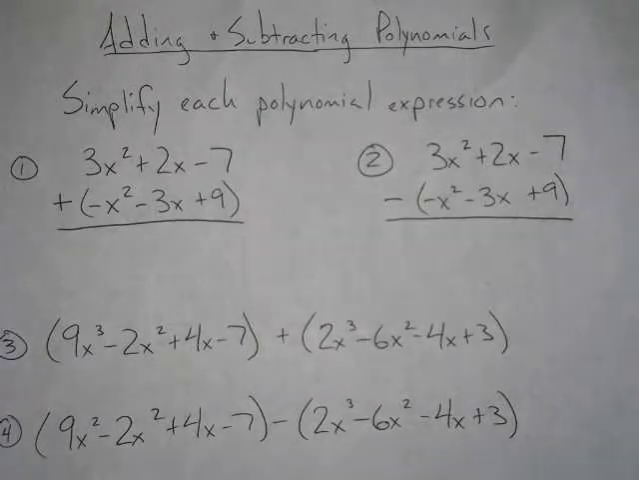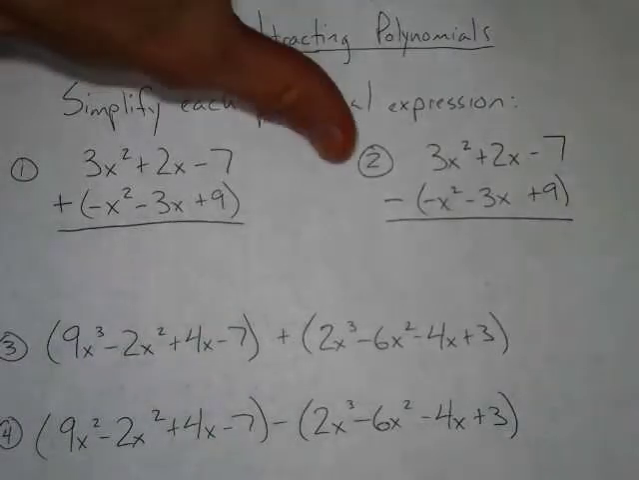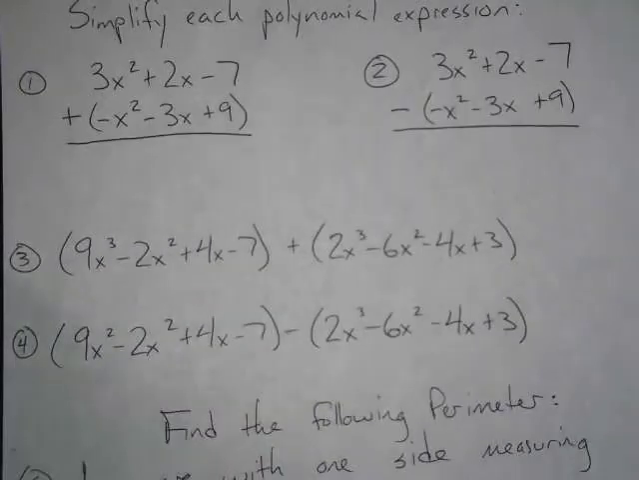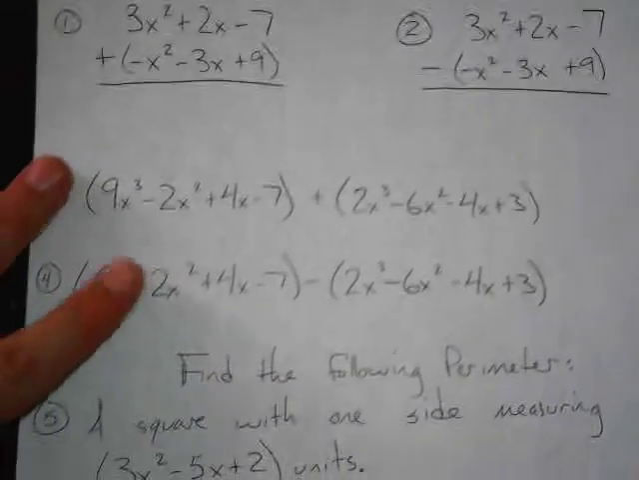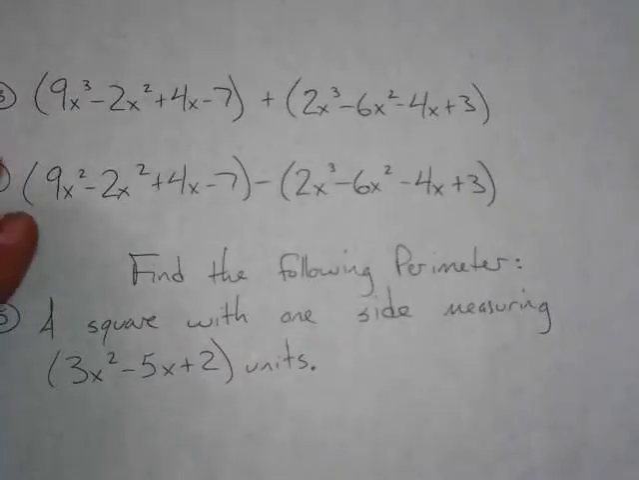So in each expression, we have operations that we're performing on polynomials. In the first expression, we're adding these two polynomials. In the second expression, we're subtracting the same two polynomials. And we're doing the same thing in number three and number four. And then I'll end with a perimeter word problem because perimeter is just fun.